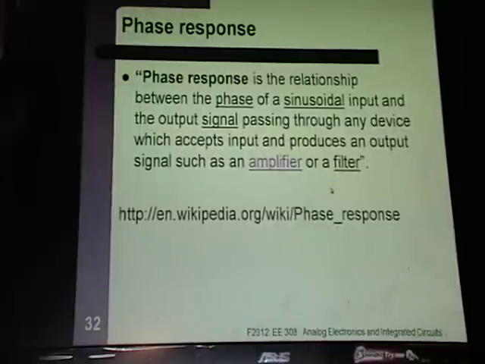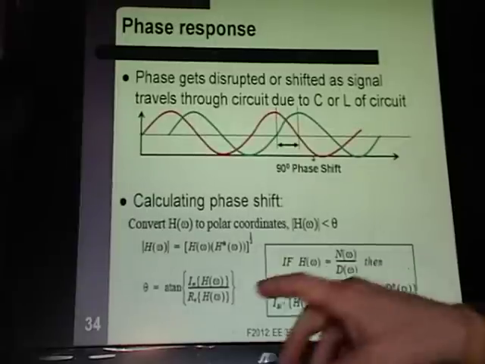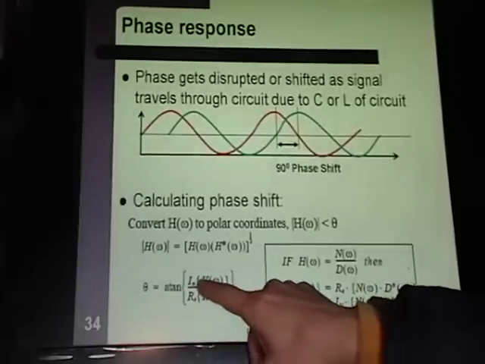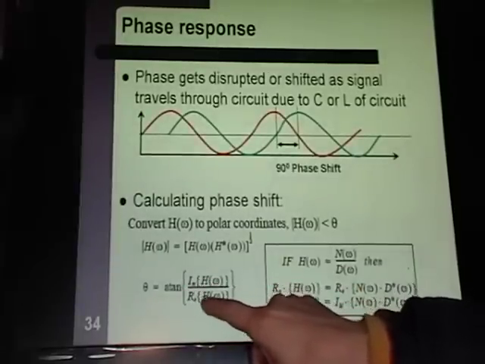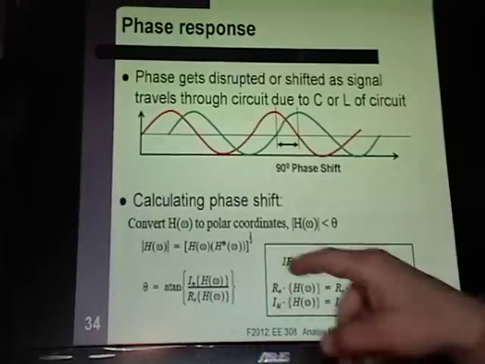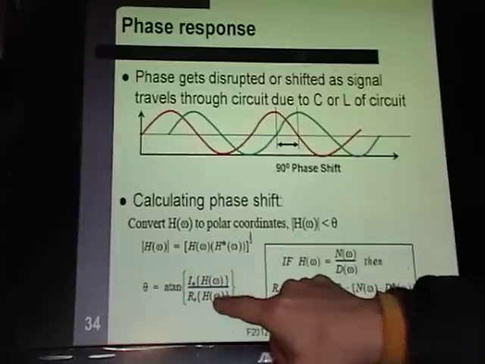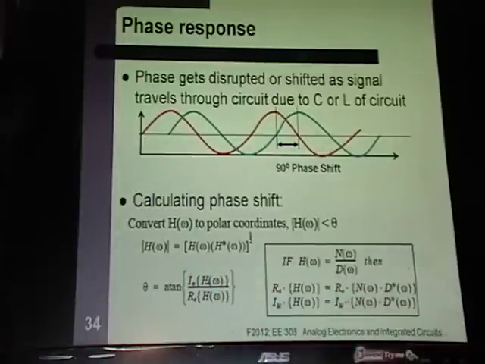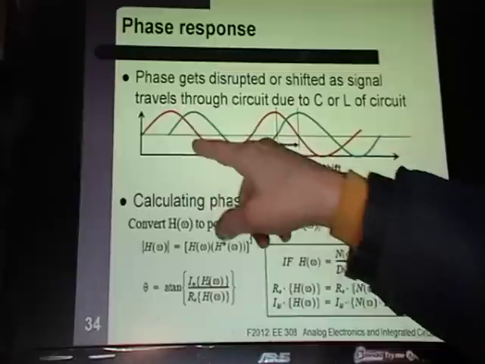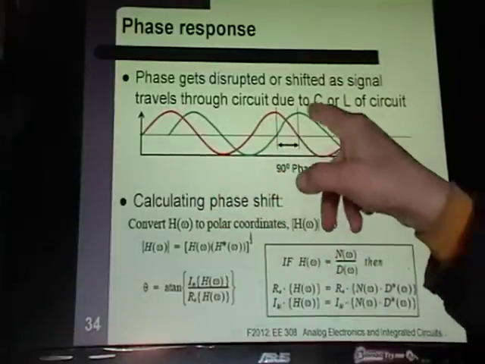Okay, phase response. There's another thing that you like to plot with Bode plots. Polar coordinates, you take the arctan of the imaginary part of your number over the real part of your number. So if you had 1 plus j omega RC, the imaginary part is that j omega RC, so omega RC, and the real part would be 1. And then you take the arctan of that to find your phase difference. And what you end up with is one signal either leading or lagging the other signal.